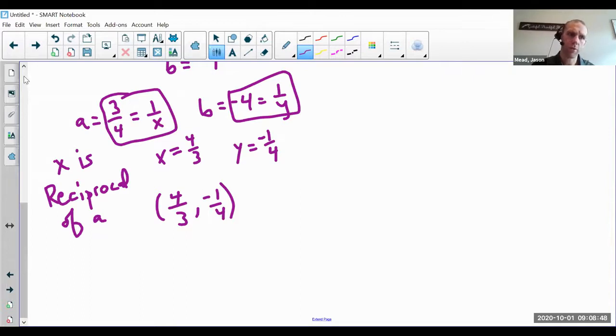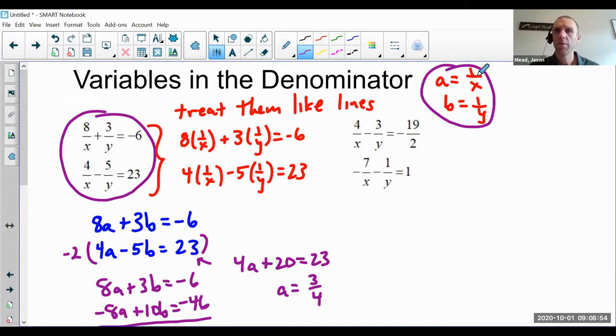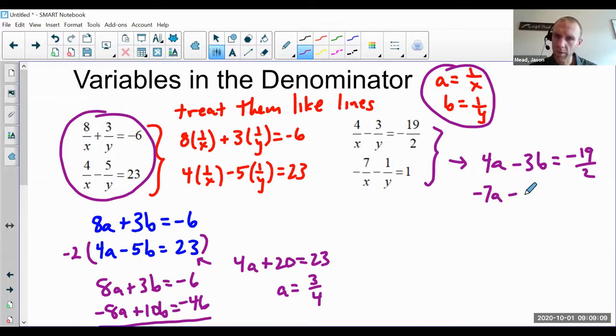Okay, I'll do one more example, exactly the same. And if you have questions on it, let me know. So if a is 1 over x and b is 1 over y, I can rewrite this to be 4a minus 3b equals negative 19 over 2, and negative 7a minus b equals 1. Then you have a couple choices. You can decide whether you want to get rid of the fraction or not. Since something divided by 2 is not really that hard, I'm probably not going to get rid of the fraction.